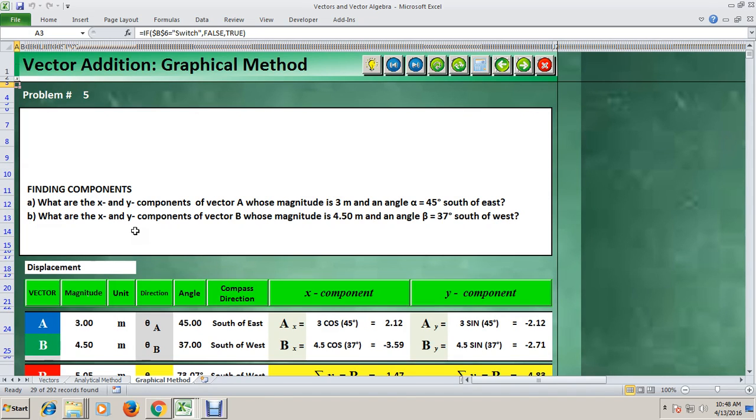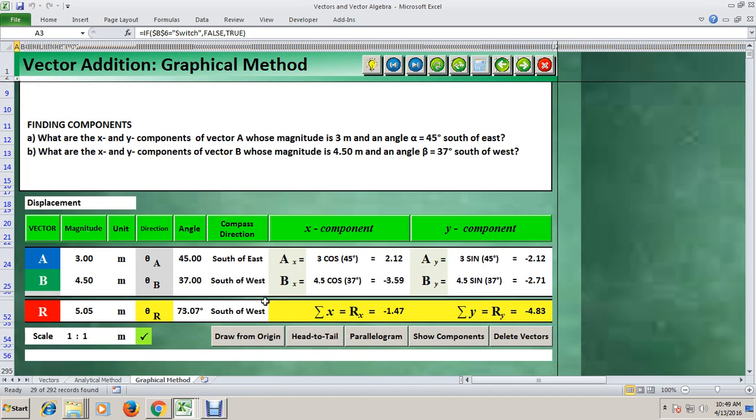For this example, problem number 5, we are given two vectors, but both of these vectors are on the quadrants, unlike the previous examples wherein there are vectors that are on the axis. So let's try to employ any of the methods here. Probably we could start with the parallelogram method.